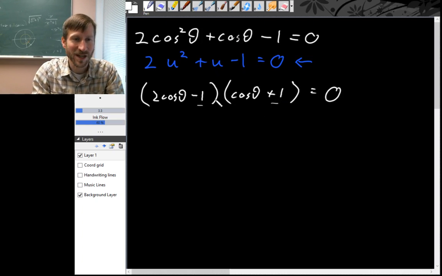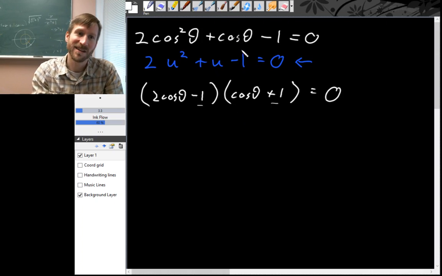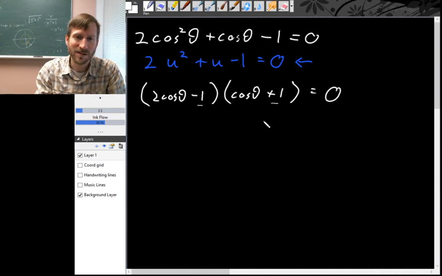And really quickly, we can check that this is right just by multiplying it out. 2 cosine theta times cosine theta is 2 cosine squared theta. 2 cosine theta times 1 is plus 2 cosine theta. Minus 1 times cosine theta is minus cosine theta. And 2 cosine theta minus cosine theta is plus cosine theta. So there's our cosine theta. And minus 1 times plus 1 is minus 1. So this factoring is correct.